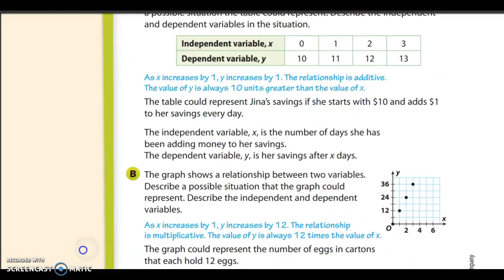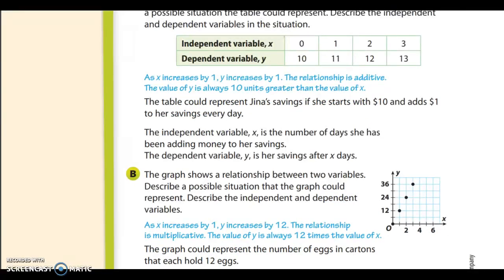The table could represent Gina's savings if she starts with $10 and adds $1 to her savings every day. The independent variable x is the number of days she has been adding money to her savings. The dependent variable y is her savings after x days. So what we're saying here is that the independent variable x is the days, and this is the savings. After 0 days, she had $10. After 1 day, she has 11. And why is that? Because she always adds $1 to her savings every day. After 2 days, she has 12. After 3 days, she has 13. All right, let's move on.